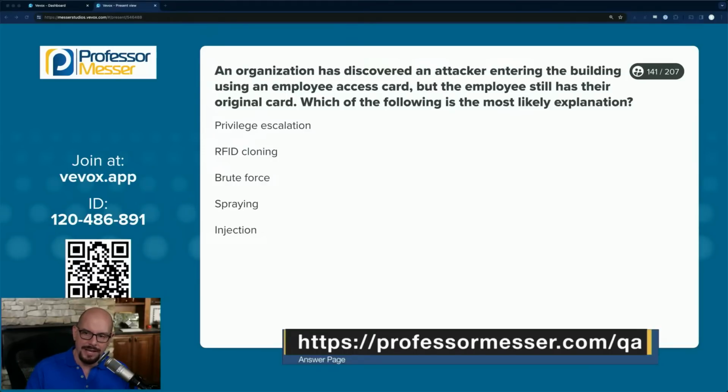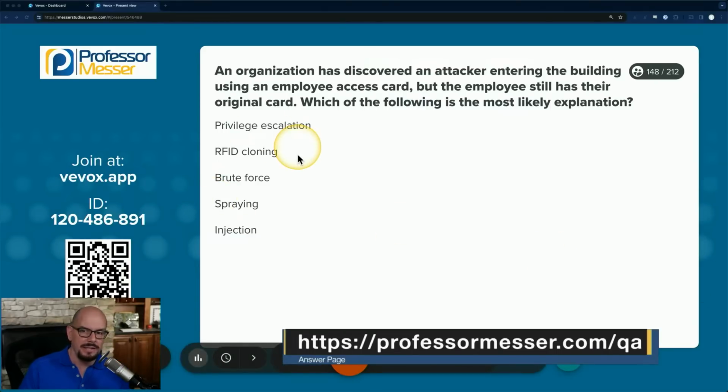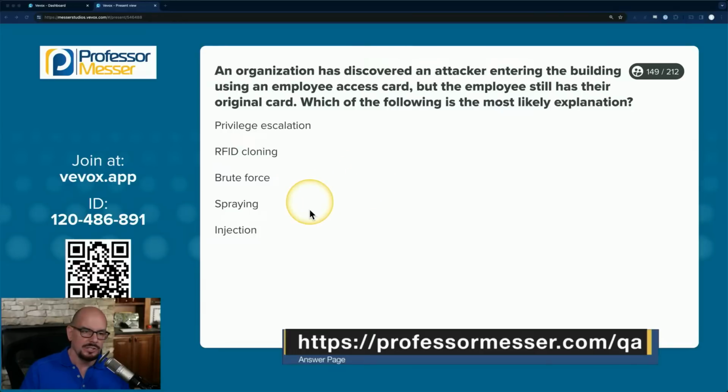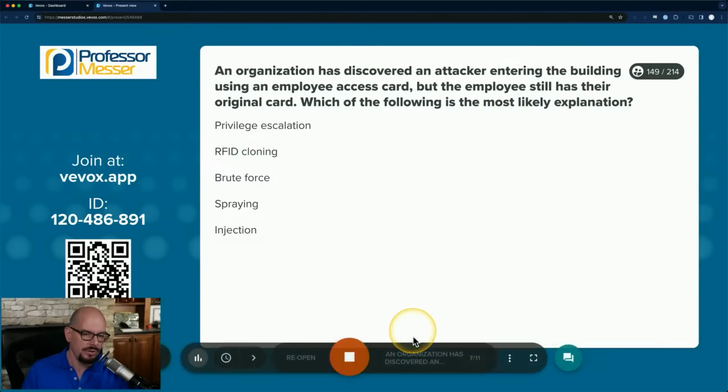The question asks, an organization has discovered an attacker entering the building using an employee access card, but the employee still has their original card. Which of the following is the most likely explanation? Is it privilege escalation, RFID cloning, brute force, spraying, or injection? Let's see what you chose on the list. We'll stop it right here.